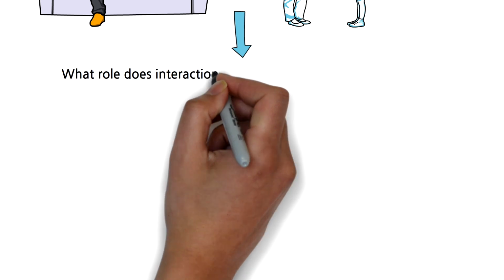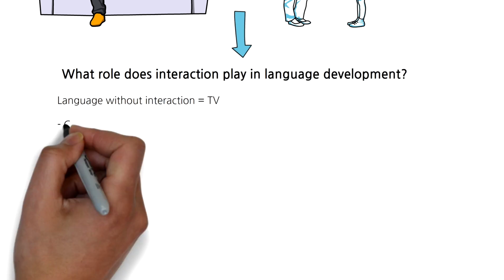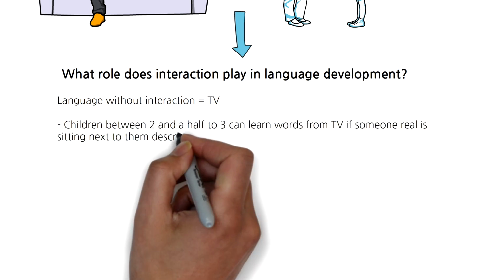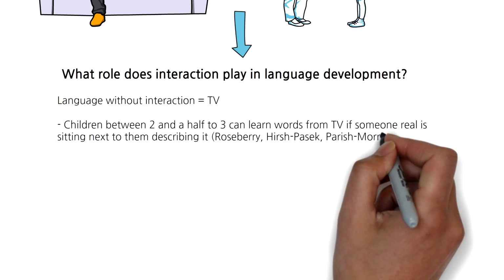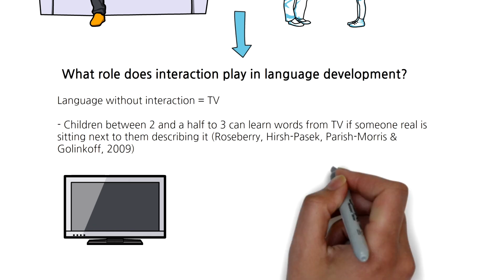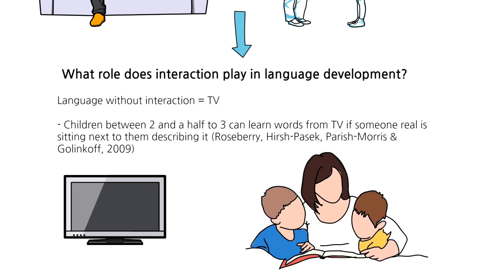There is also the role of interaction. So language without interaction, an example of this would be a TV, and children between 2.5 to 3 can learn words from TV if someone live is sitting beside them helping to describe what they are viewing on the TV. This was studied by Roseberry, Hirsh-Pasek, Parish, Morris and Golinkoff in 2009.